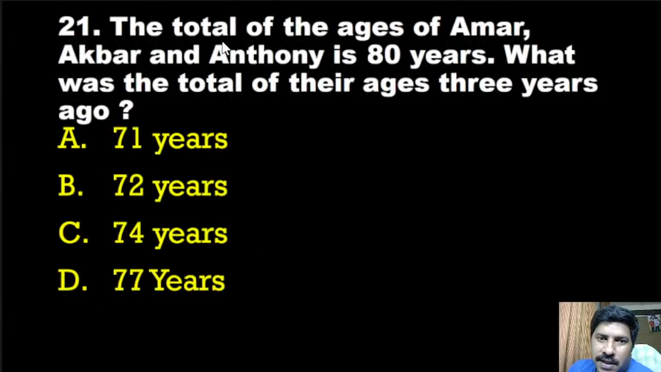The total of the ages of Amar, Akbar, Anthony is 80 years. What was the total of their ages 3 years ago, or 3 years before? Options: 71 years, 72 years, 74 years, 77 years.